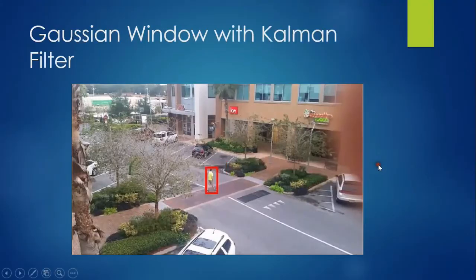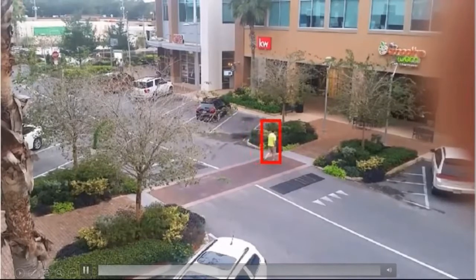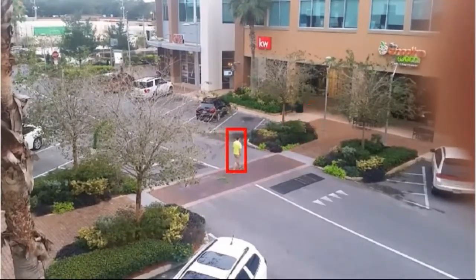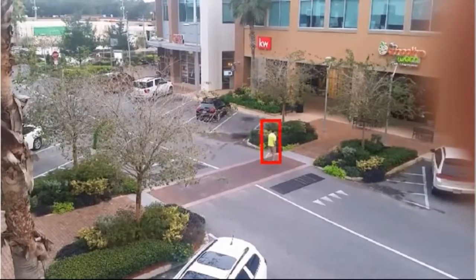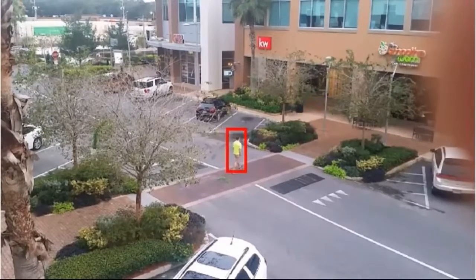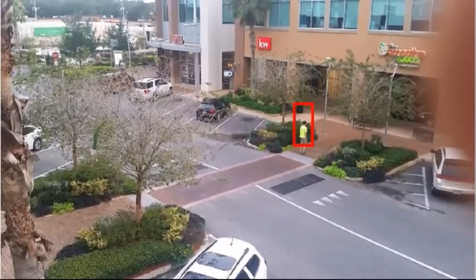Now if we apply the same Gaussian window but with the Kalman filter this time, we are able to follow the track the same way. It jumps up a little bit right around the end as well, but it is able to come back down to the target and get back on target compared to the human at the end of the video, unlike the non-filtered video itself.